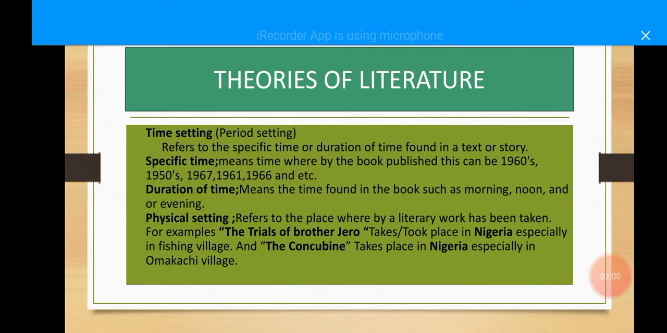Physical setting. The physical setting refers to the place whereby a literary work has taken place. For instance, The Trial of Brother Jero took place in Nigeria, especially in a fishing village. Also, The Concubine takes place in Nigeria, especially in Omokachi Village. This is a physical setting in which a work of art takes place.